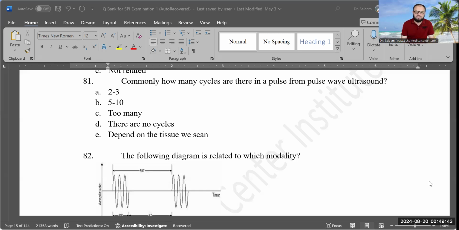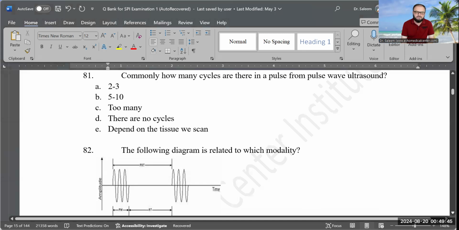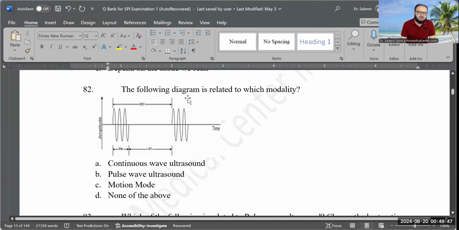All right, next question. Let's do this question, an easy question. The following diagram is related to which modality? Look at the options. Is it a continuous wave ultrasound? Do we see the pulses like this in continuous wave ultrasound? Do we see them in a pulse wave ultrasound? Do we see them in M mode, or motion mode, or none of the above? What do you think?